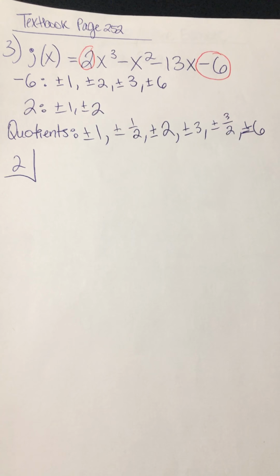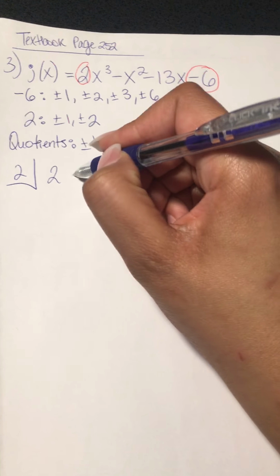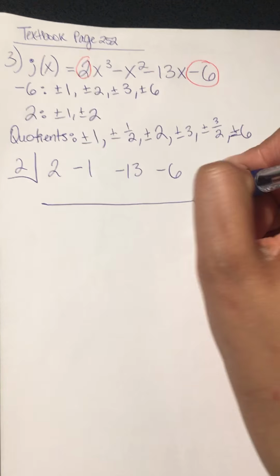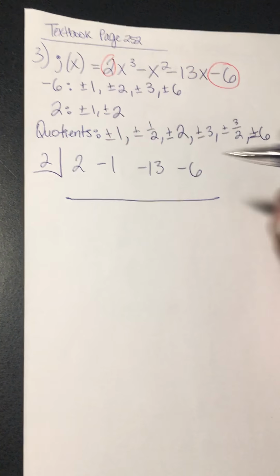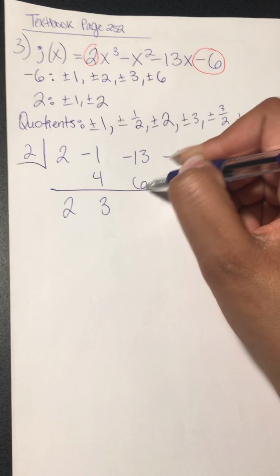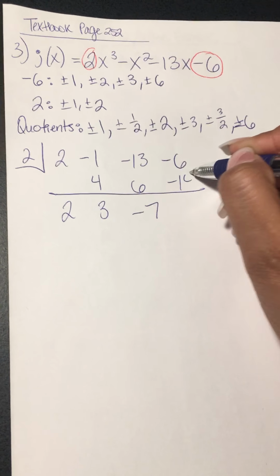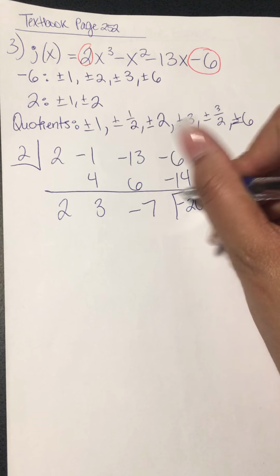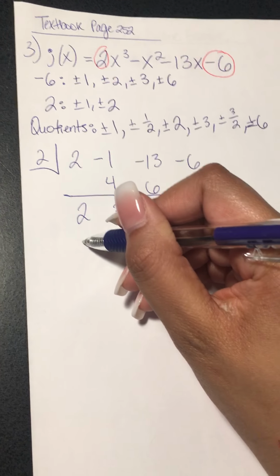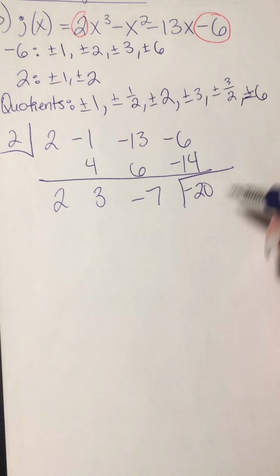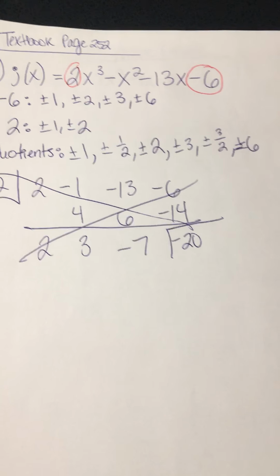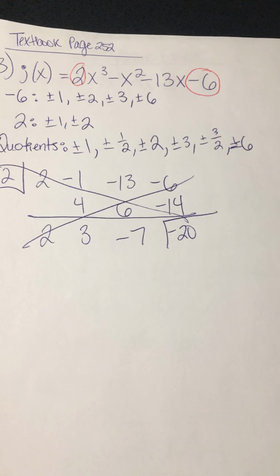So take the coefficients of the dividend, 2, -1, -13, -6. Horizontal line, and perform your synthetic division. Bring down 2, multiply, and add. In my previous video, I reviewed the steps of synthetic division. So because my remainder is not 0, 2 is not a factor of the function.